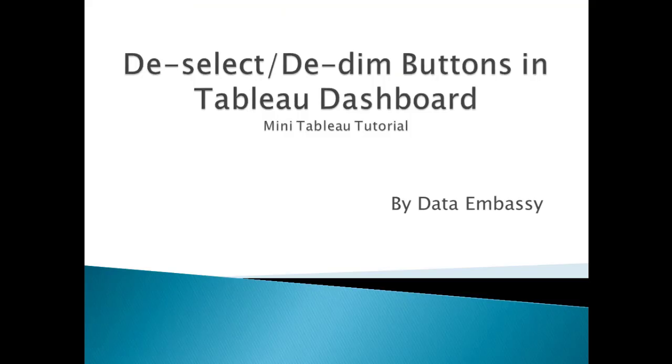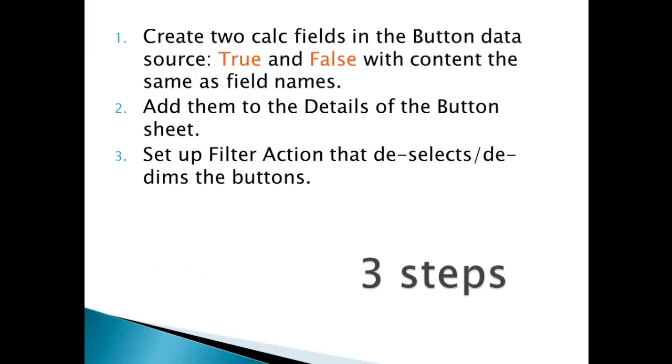This is the topic of the day: deselect buttons in Tableau dashboard. It takes three steps. First, we need to create two calculated fields, true and false. Second, add them to the details of the button sheet. Three, set up a filter action that deselects or undims the buttons.